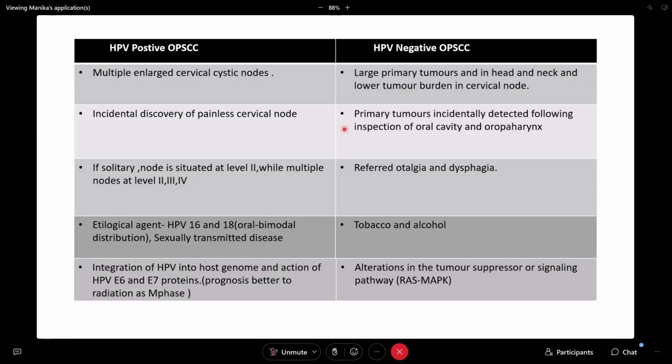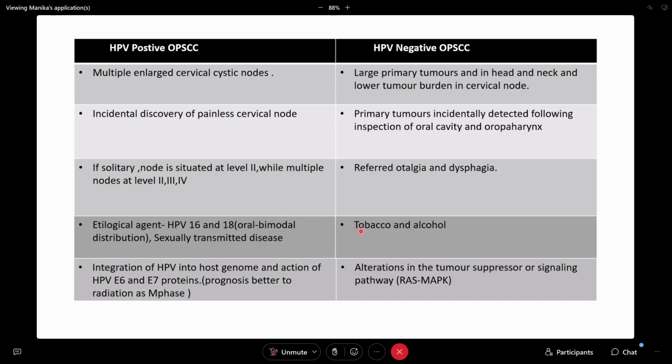In HPV negative OPSC, the clinical manifestation is the tumor along with referred otalgia and dysphagia, while in HPV positive, it is the node presentation. And the etiological agent in HPV positive is HPV 16 and 18, which are the most common and the highest strain, and it is transmitted sexually, as an STD. And the etiology for HPV negative is tobacco and alcohol. And the main mechanism for HPV positive OPSC is the integration of HPV in the host genome and the action of the HPV E6 and E7 proteins, which play a very vital role in the life cycle.